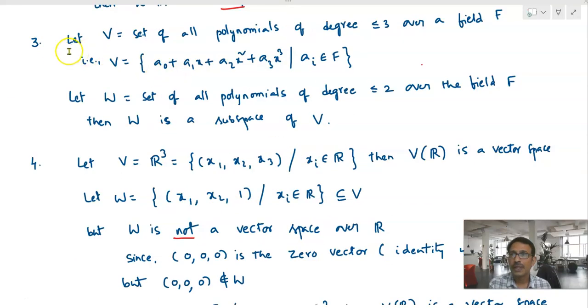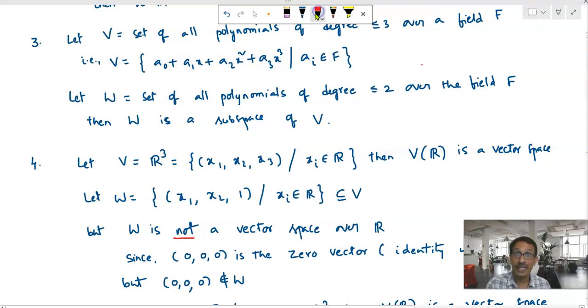And the third one. So we have already seen this example: V, the set of all polynomials of degree less than or equal to 3. That means you have all constant polynomials, first degree polynomials, second degree polynomials, and up to third degree polynomials. It is a vector space with respect to addition of polynomials and scalar multiplication. Now what is W? W is the set of all polynomials of degree less than or equal to 2. Here I don't have all these things, I only consider polynomials up to degree 2.